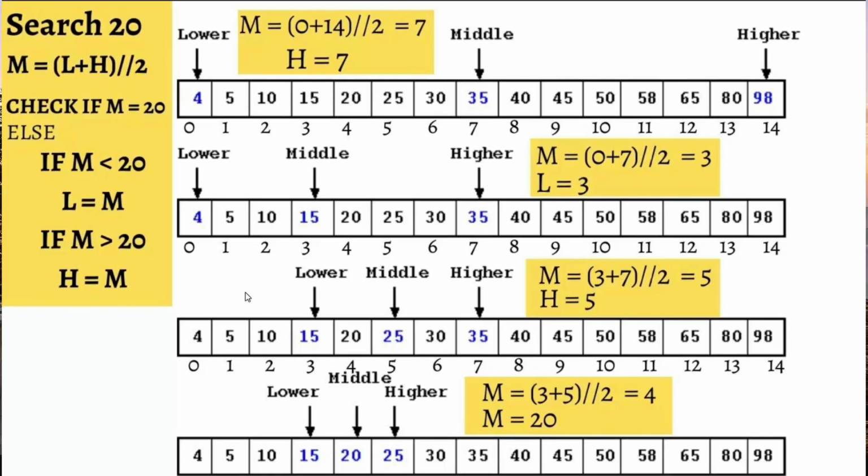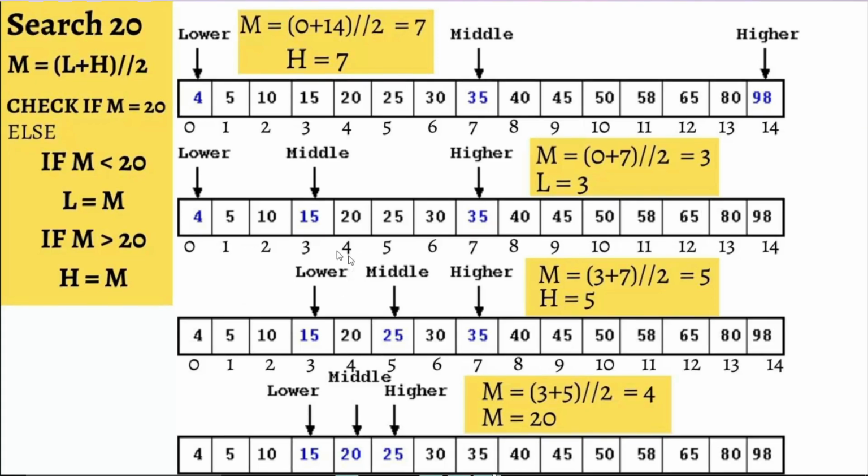Then we'll again calculate the middle element and check if it is equal to the number we are searching for. If that's not the case again, then we'll again change the lower and upper index, calculate the middle value, and check if it is equal to the number we are searching for. So in this example, we are searching for 20. As you can see, 20 is the fourth element in this list.